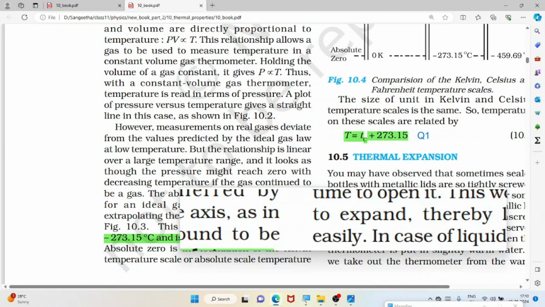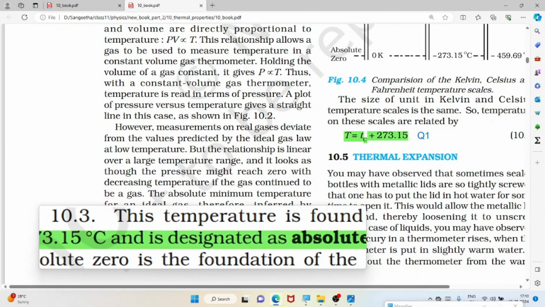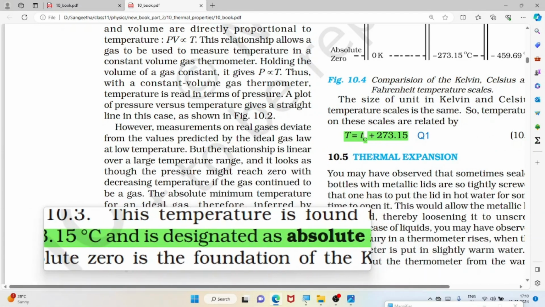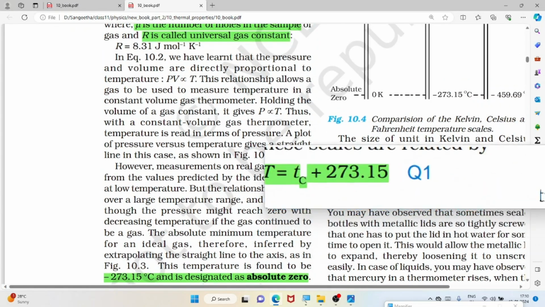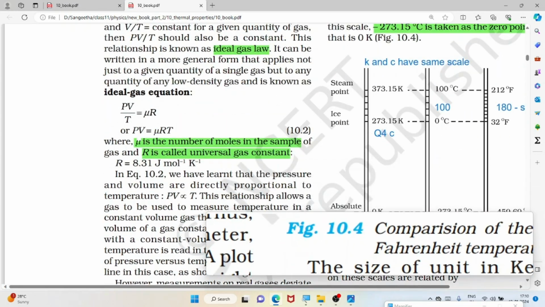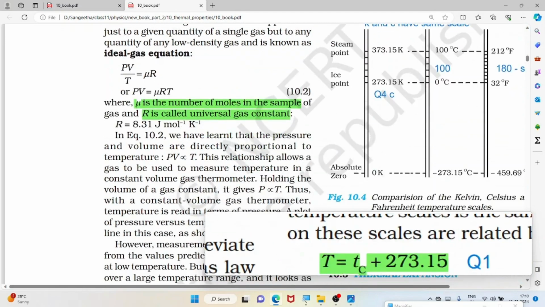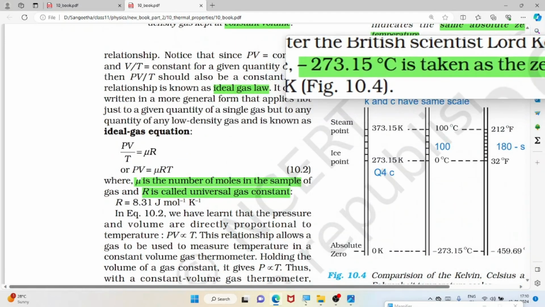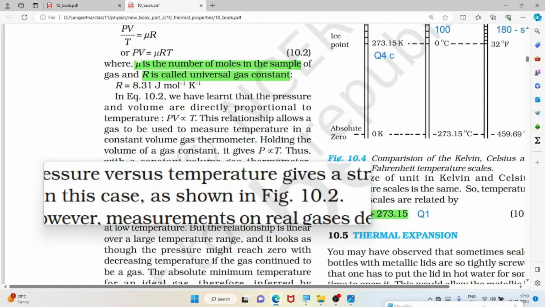See here, we are using absolute 0, that is not the triple point. This is the absolute 0 value, not the triple point. It's taken as the 0.